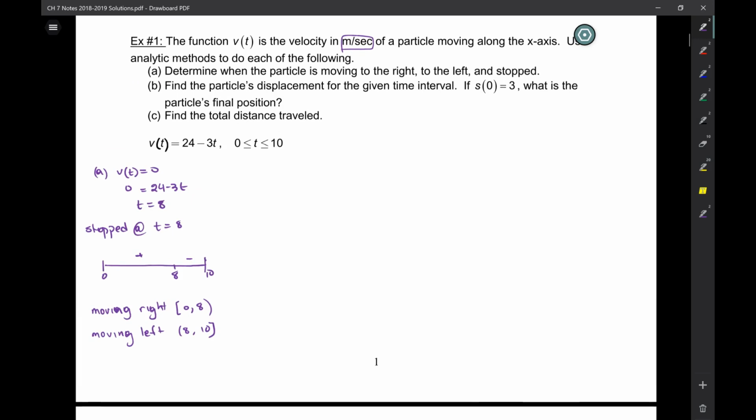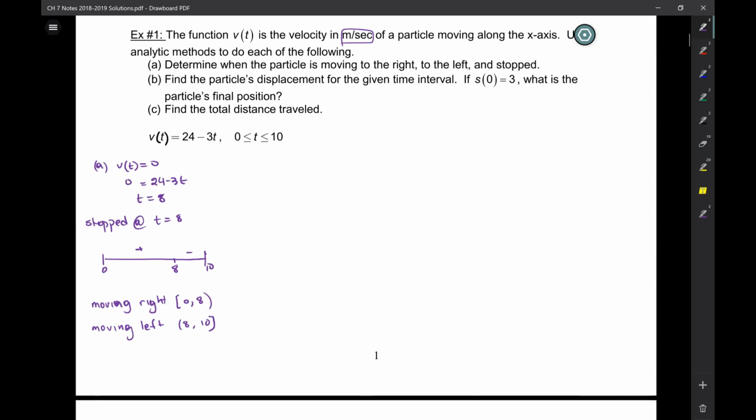Okay. Next, we need displacement. Find the particle's displacement for the given time interval. If s of 0 is equal to 3, what is the particle's final position? So we're looking for two things, displacement and final position. Displacement is the integral of the velocity, right? So displacement is the integral from 0 to 10 of v of t, which is 24 minus 3t dt.